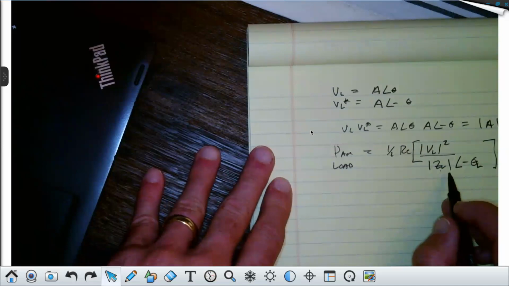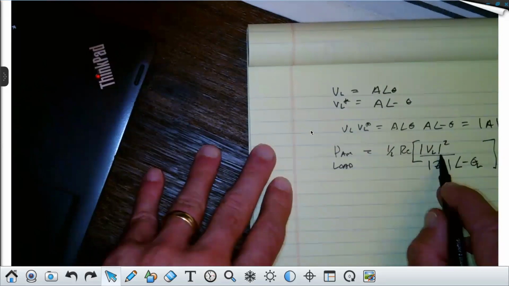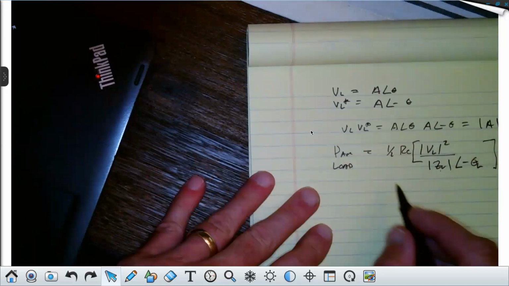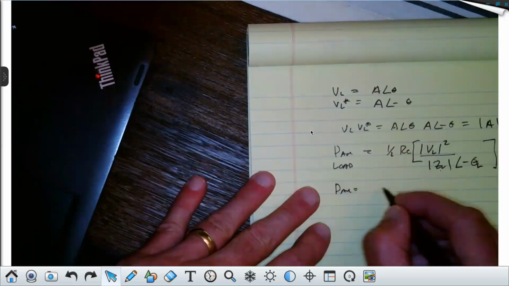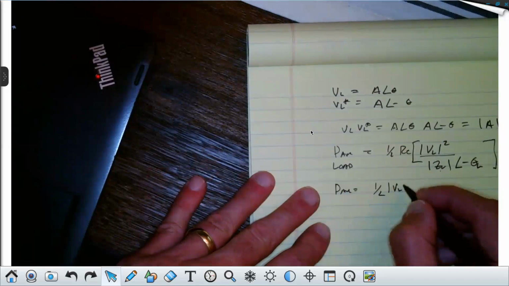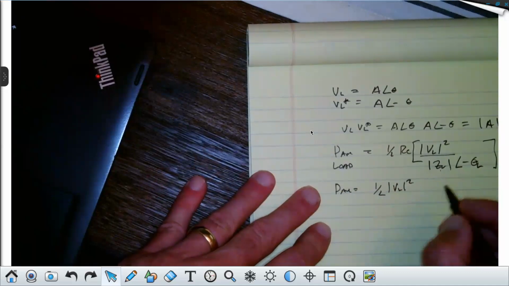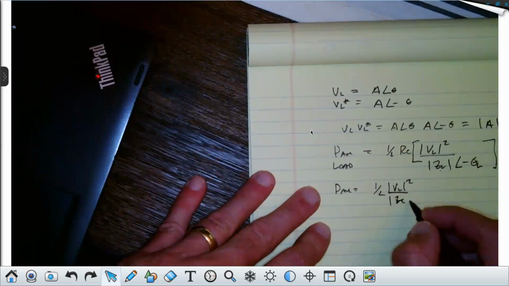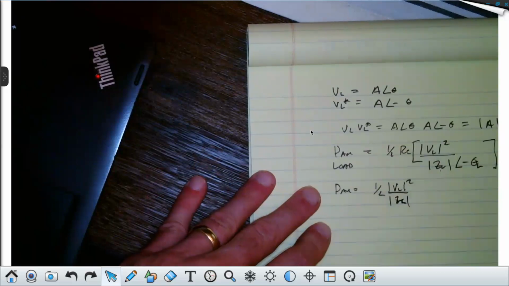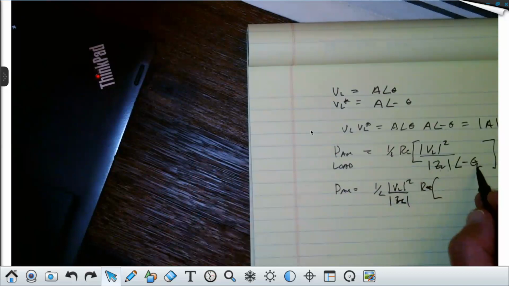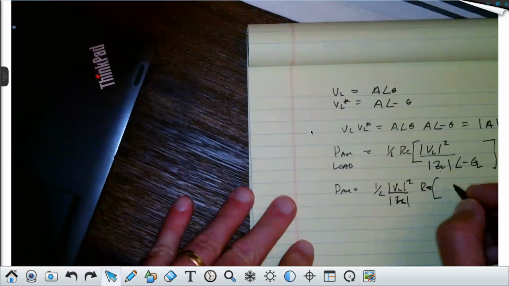Now, look, VL squared is all real. It's like 100, 1,000. There is no plus j. So I can say that this P average now is equal to 1/2. I can take the VL squared out in front, all right? And now I've got the magnitude of ZL here that I can take out in front. And now I have the real part of this angle. Well, if I have e to the minus j angle associated with the load impedance here, when it comes upstairs, it's really e to the j angle of the load.